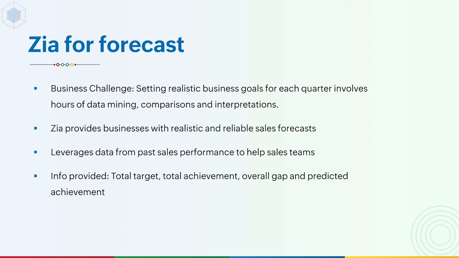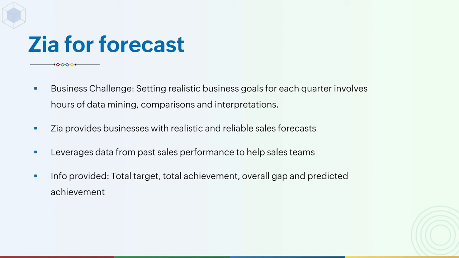Zia for Forecast also encourages collaboration within sales teams by allowing members to access and discuss forecasts. It supports scenario planning, enabling businesses to explore various what-if scenarios and make informed decisions. For real estate agencies, this means they can optimize property listings, marketing strategies, and resource allocation based on data-driven insights. In essence, Zia for Forecast empowers businesses to set achievable sales targets, make strategic decisions, and ultimately enhance revenue growth in a dynamic and competitive environment.